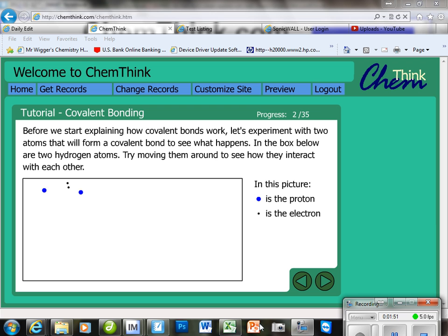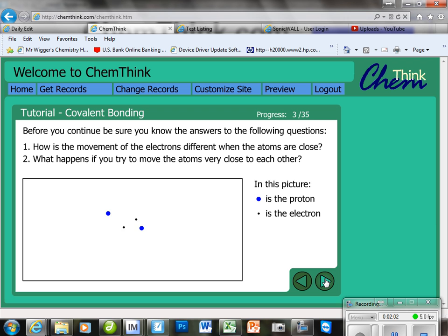And it appears that these guys are drifting right now. Let's pull them back toward the center of the screen. And you can see that motion, that sharing of electrons is actually a tug-of-war. And we're going to see more in future ones. But before you continue, be sure you know the answers to the following questions. How is the movement of the electrons different when the atoms are close? And you should be able to say that now. If not, back this up and watch again.